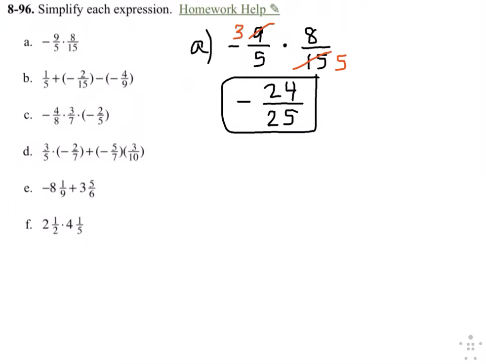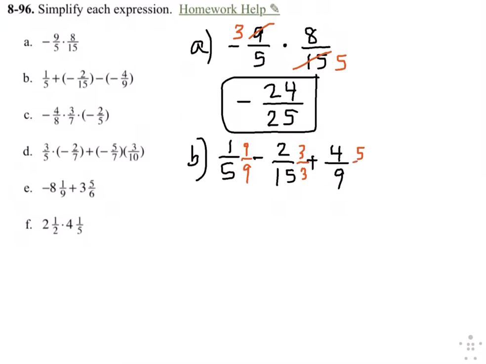The next one, B, right, we have 1/5 plus a negative, that's minus 2/15, minus a negative, that's plus 4/9, right? So now we have to get a common denominator for these, right? So 45 is going to be the common denominator, right? So the first one I have to multiply times 9 over 9. The second one times 3 over 3. And the third one times 5 over 5, right?